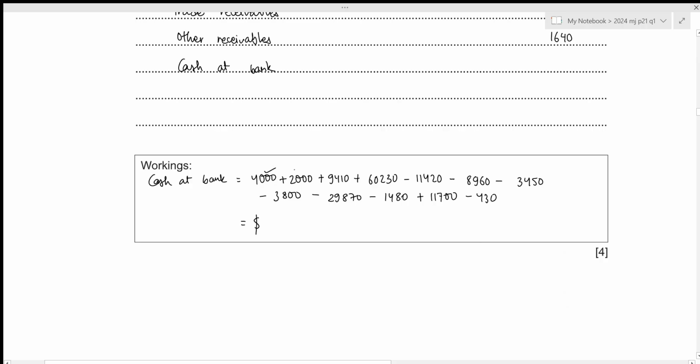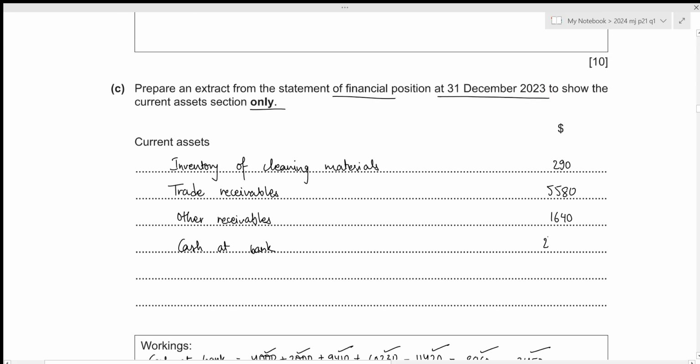Alright, this should give us the correct cash at bank. That will be 4,000 plus 2,000 plus 9,410 plus 60,230 minus 11,420 minus 8,960 minus 3,450 minus 3,800 minus 29,870 minus 1,480 plus 11,700 minus 430, which results in the value of 27,930. Let's write it down. Now we can calculate the total of our current assets. That will be 290 plus 5,580 plus 1,640 plus 27,930, which results in 35,440. That is all for the third part.